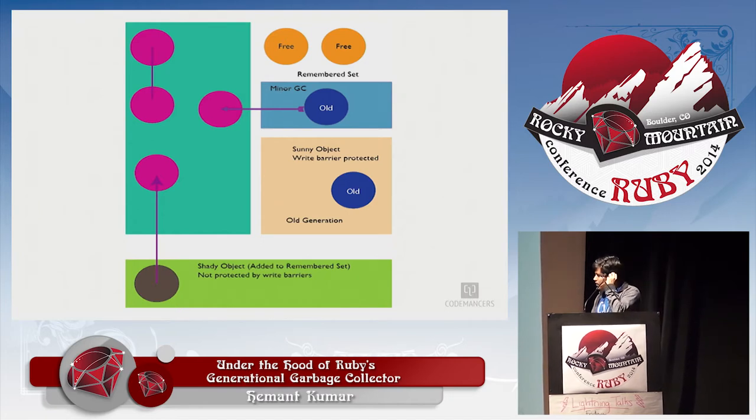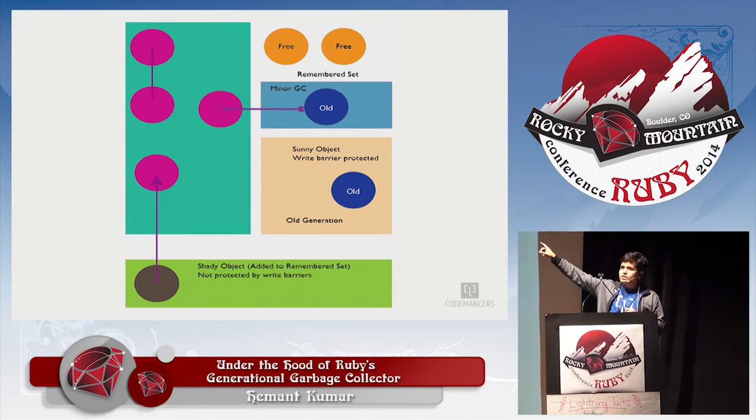And what happens is that on minor GC now, not only the young generation is marked, but the young generation, all the shady objects, and all the remembered set objects are traversed. The bad part about it is that it kind of takes away the benefit of generational GC, because we are traversing more objects, looking through more objects even on a minor GC. But the advantage is that it's 100% compatible with almost all the C extensions out there. And the objects that you're not accessing from C and are just using in Ruby will generally be write protected and marked as sunny objects, and they will not be touched.